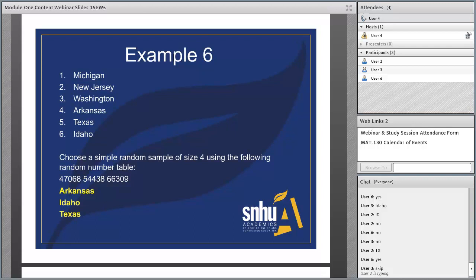Right. So 4 represents Arkansas, but we already chose Arkansas. Arkansas can't be in our sample more than once because we want to have 4 different states. If we chose Arkansas again, we would only be choosing 3. We already have Arkansas, so we just move on. So 4, we move on again. So now 3. So what happens with 3? Exactly. So now we have Washington. So now we've just used this random number table to pick 4 states.